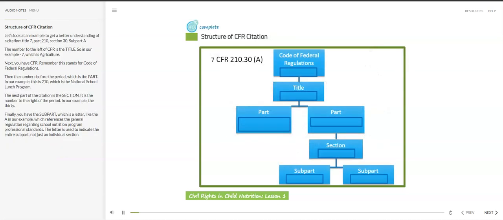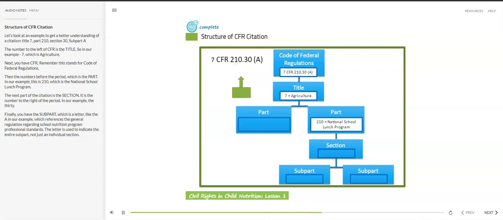Structure of CFR citation. Let's look at an example to get a better understanding of a citation. Title 7, Part 210, Section 30, Subpart A. The number to the left of CFR is the title. So in our example, 7, which is agriculture. Next, you have CFR. Remember, this stands for Code of Federal Regulations. Then the numbers before the period, which is the part. In our example, this is 210, which is the National School Lunch Program.